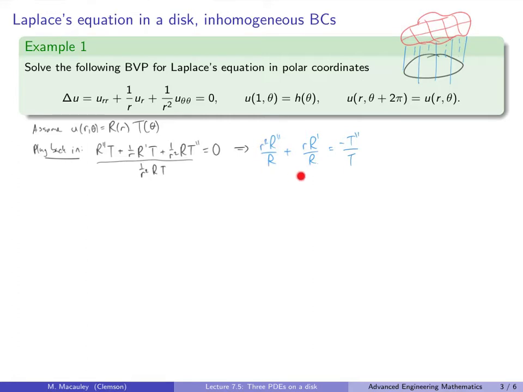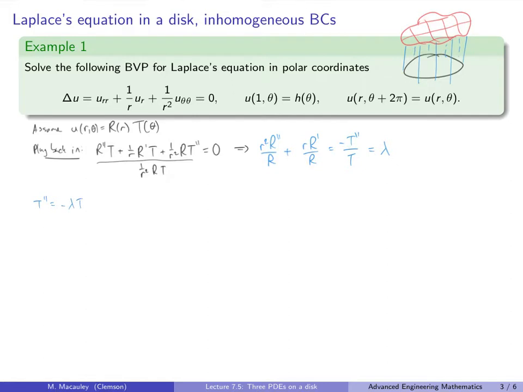This, of course, is a function of r, does not depend on theta, and it's equal to this function of theta, which does not depend on r, so together that means this quantity must be a constant. I'm going to call that lambda, not negative lambda, because I actually want this equation to naturally look like sines and cosines. Okay, so let's write down what we get. We have T double prime equals negative lambda T.